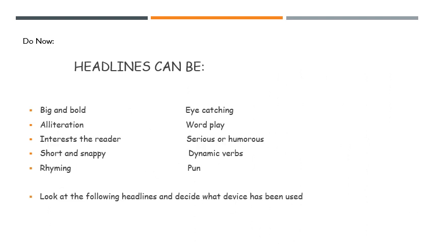Right, first of all we need to look at headlines. I'm sure you've seen them all the time, although newspapers are rapidly disappearing, but you still get headlines on online newspapers. So I won't read those. Well, perhaps I will. Headlines can be big and bold. They can be alliterative. They can have alliteration. Obviously, they need to interest the reader.